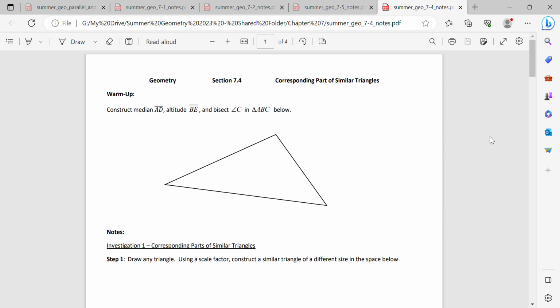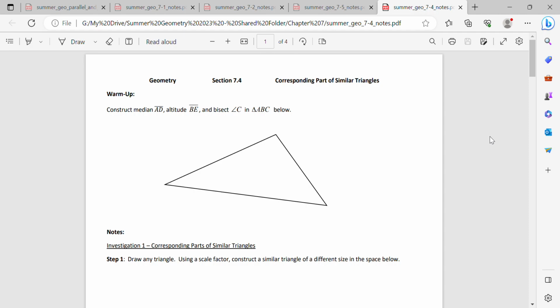All right, everyone, in this video, we are going to take a look at corresponding parts of similar triangles. Until we do that, let's just review how to do some constructions for certain types of parts of triangles. For example, let's construct median AD, altitude BE, and let's bisect angle C in triangle ABC below.